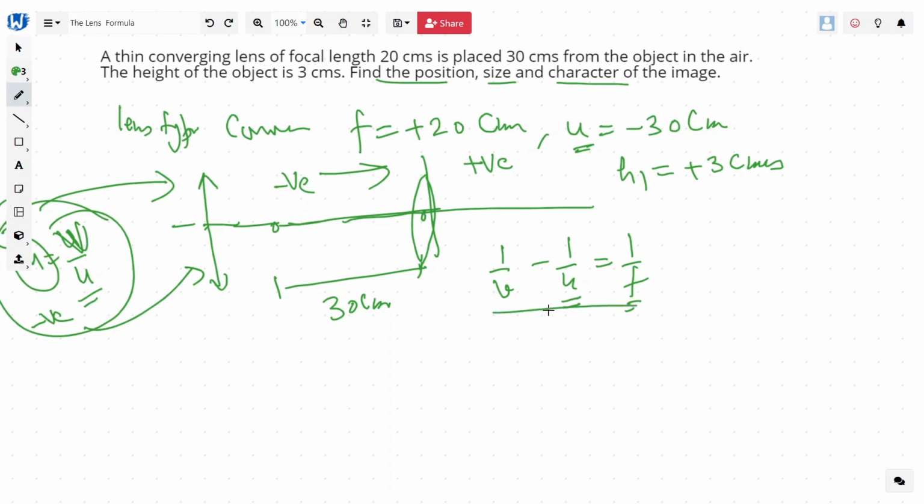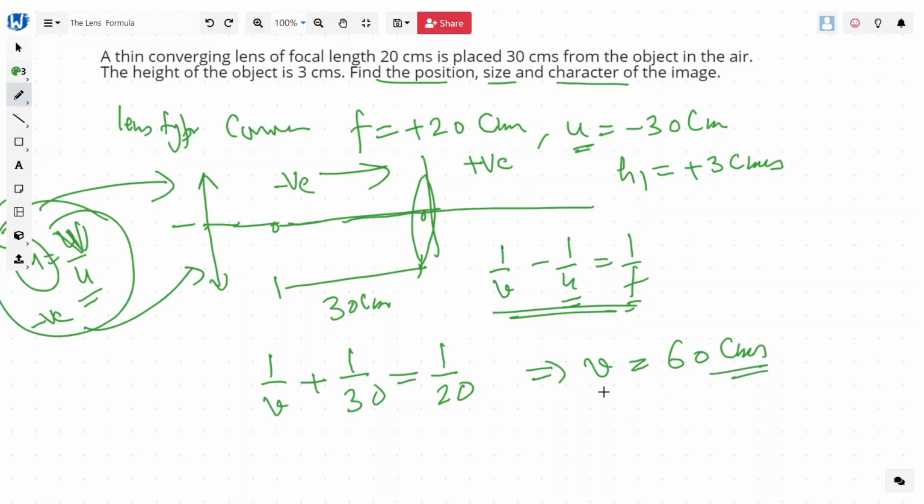So here using this formula, V we do not know, so we'll say 1 by V minus U is negative, this is going to now be positive 1 by 30, right? Minus minus plus, and F is positive, so 1 by 20, and when you solve for V, you will get 60 centimeters, right? So the image is going to form on this side at 60 centimeters. This is a positive side, right? Now let's find the magnification.